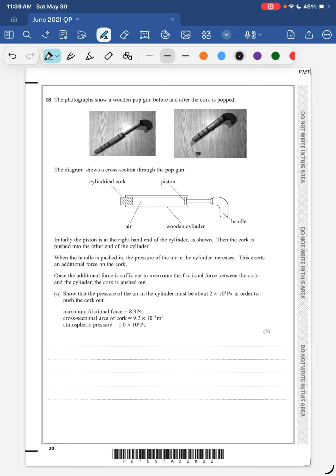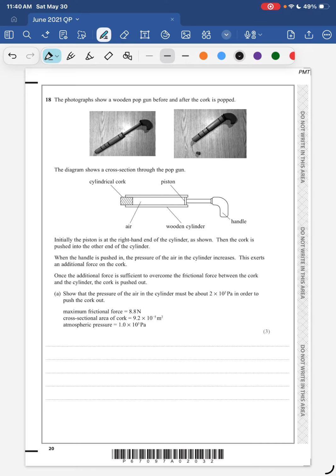So the photographs show a wooden pop gun before and after the cork is popped. The diagram shows a cross section through the pop gun. So you push that thing in and the cork goes out, something like that. Initially, the piston is at the right-hand end of the cylinder as shown. When the handle is pushed in, the pressure of the air in the cylinder increases. This exerts an additional force on the cork.